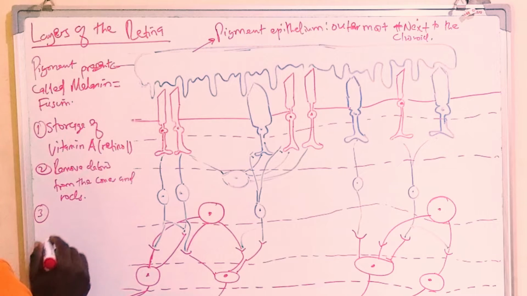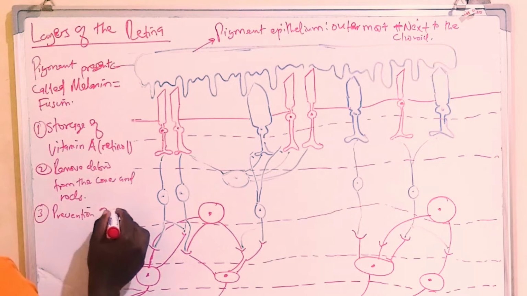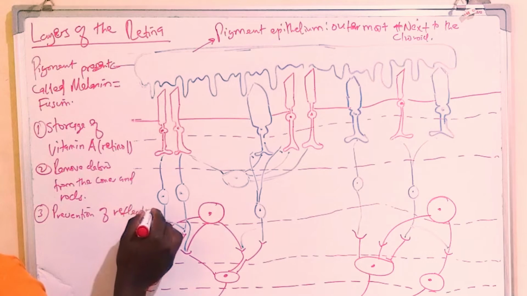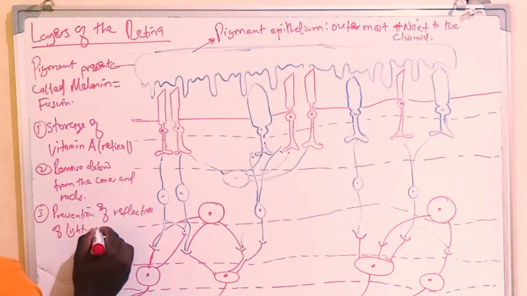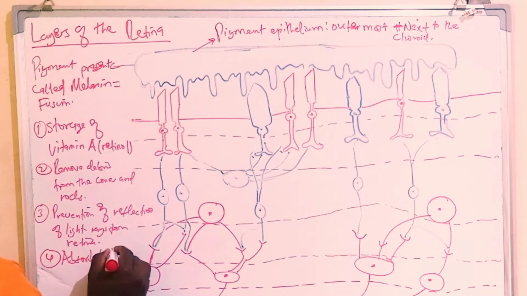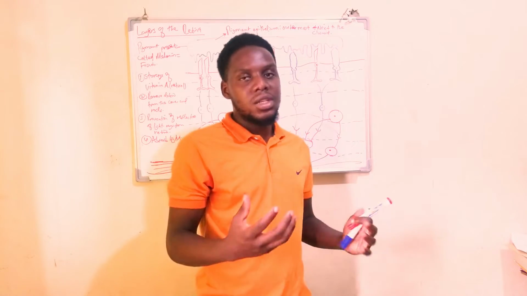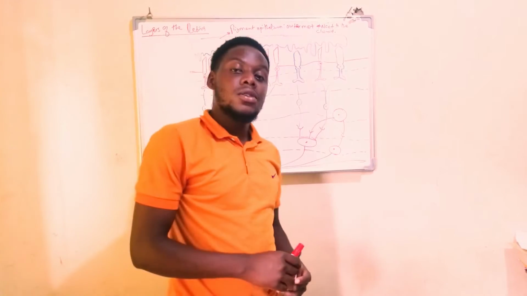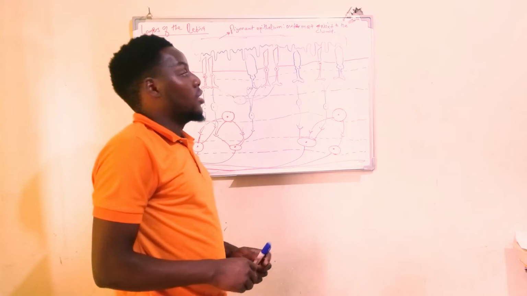Then the third one is prevention of reflection, shining back of light, reflection of light rays from the retina. So they absorb light rays, functioning in absorption of light rays as well as preventing the light rays from reflecting back from the retina. After the first layer, known as the pigment epithelium, the second layer we're going to talk about is the layer of cones and rods.